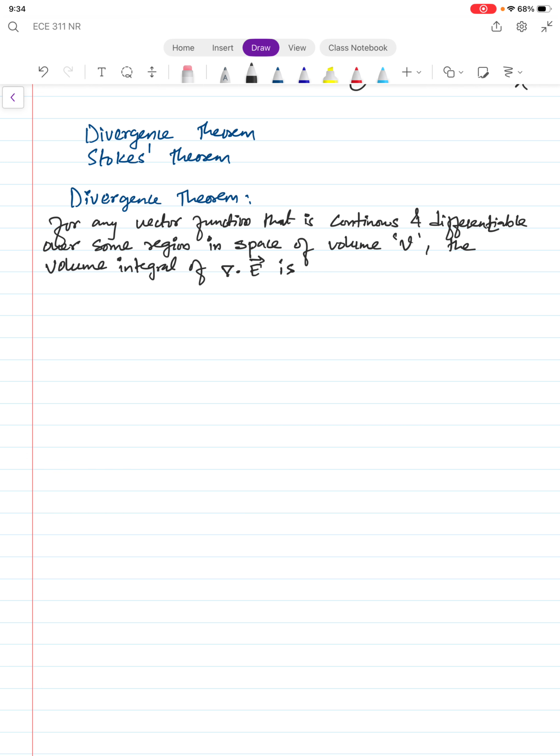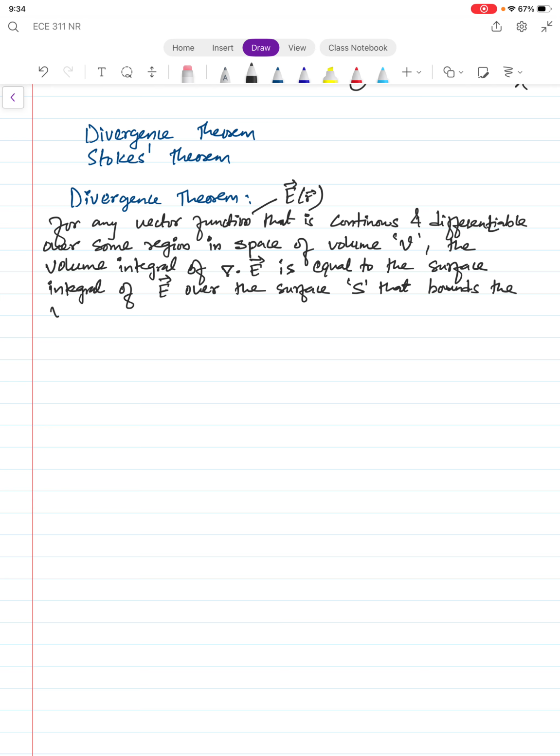is, okay, for any vector function, let's say E, the volume integral of del dot E is equal to the surface integral of E over the surface S that bounds the volume V.